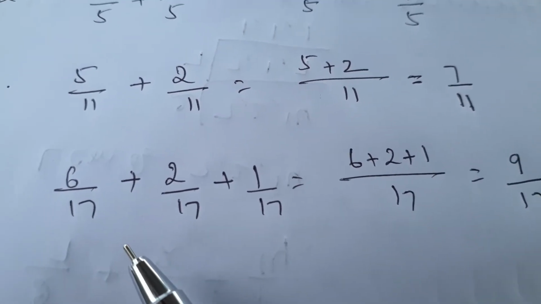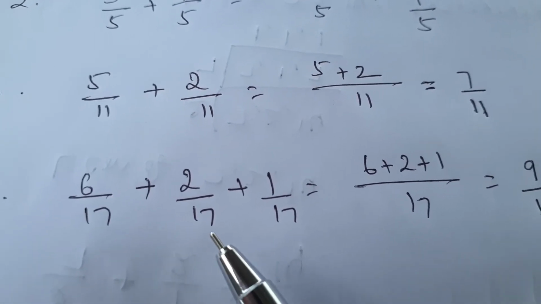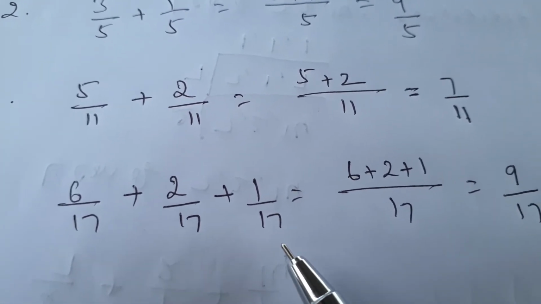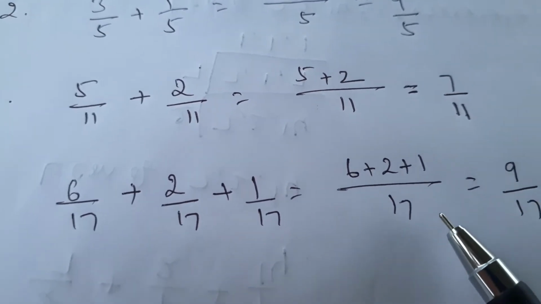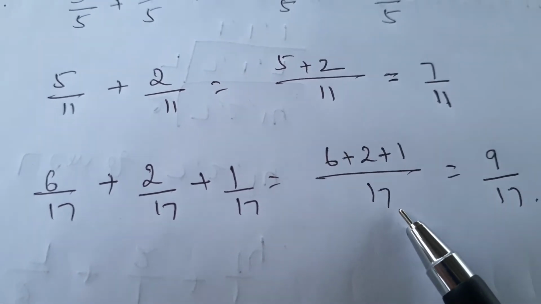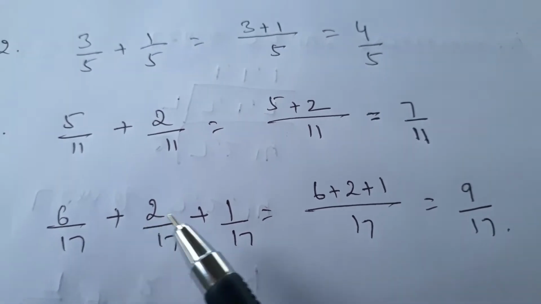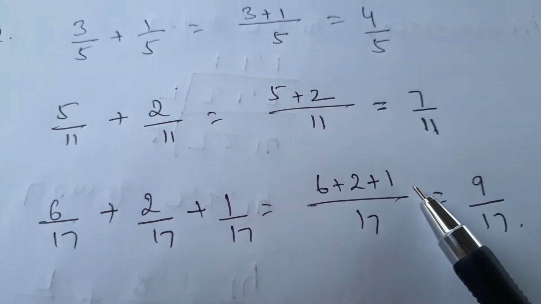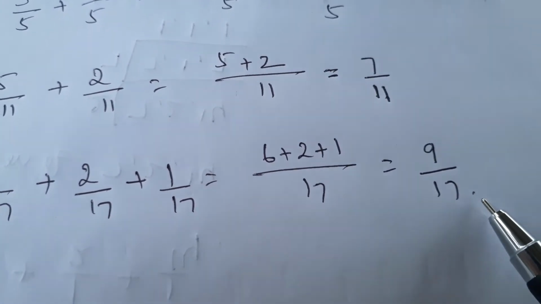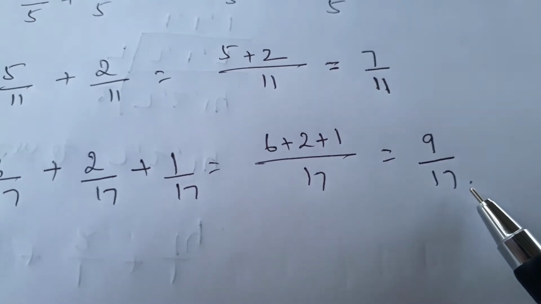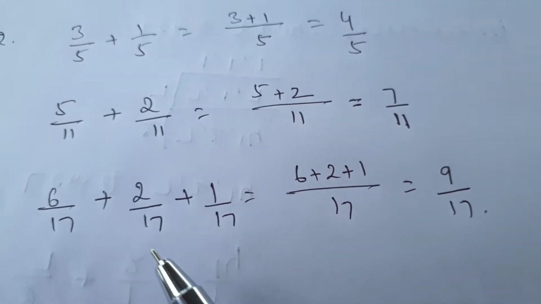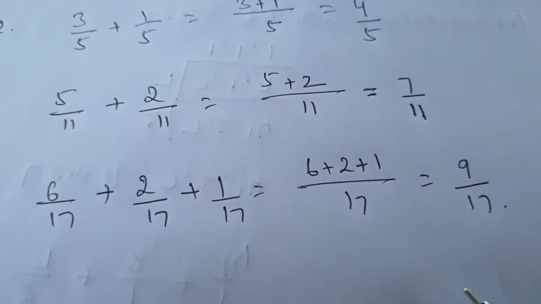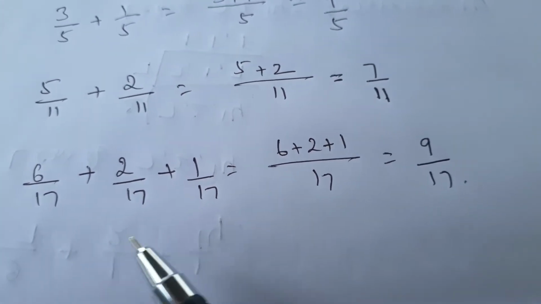Here, in case of like fractions, 6 by 17, 2 by 17, and 1 by 17. Add them. Here, the same denominator repeats in the result, and add the numerators together. So you will get a new result. The result is 9 by 17. This is the result of this addition.